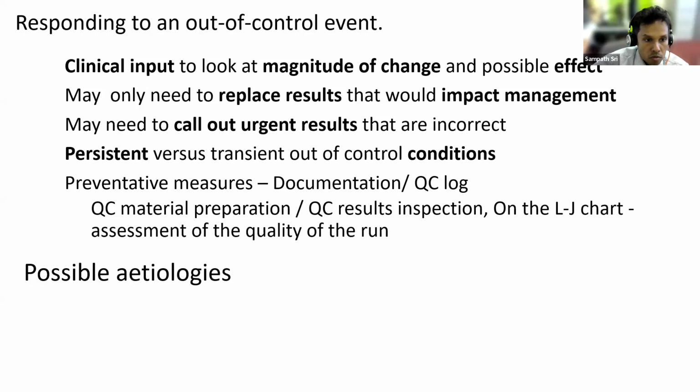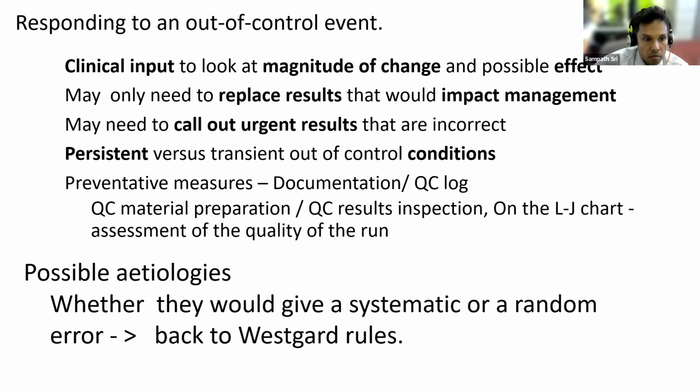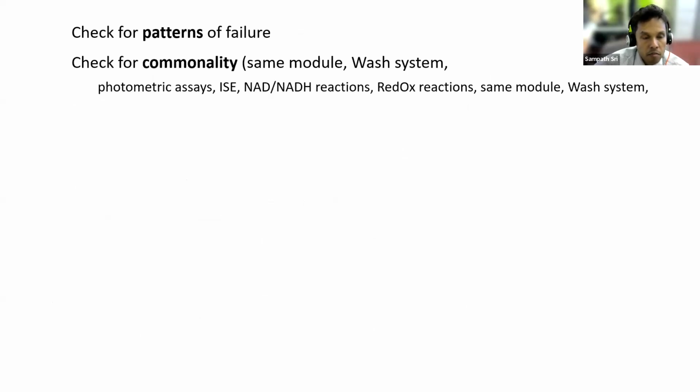So how do you identify the etiologies of all these problems? To do that, we may have to go to the Westgard rules and check whether these are coming from a systematic or random error. To do that, we have to check the patterns of the QC results.